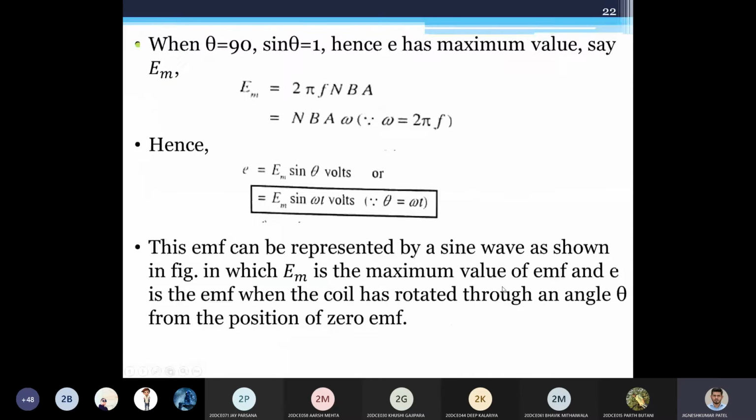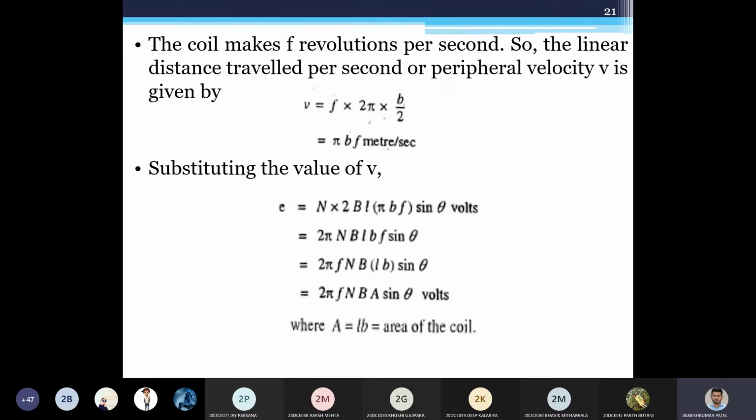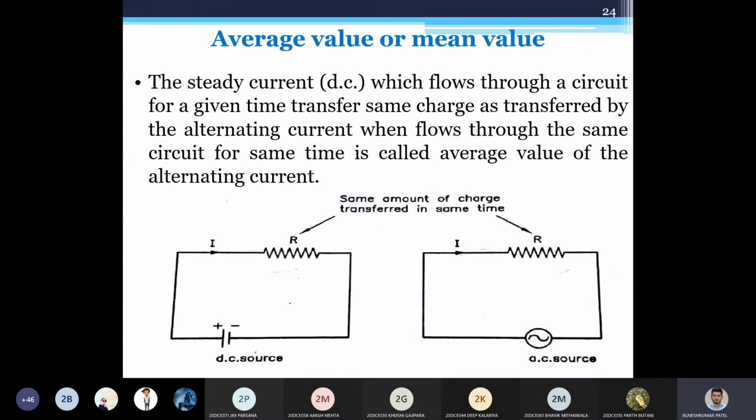In the last lecture we covered up to the equation of alternating voltage. That equation was Em sin theta. We have generally seen this equation earlier as well. You might have studied this equation in 12th, but this is how it came, and this is very easy. Then today we'll start with the average value or mean value of the AC.